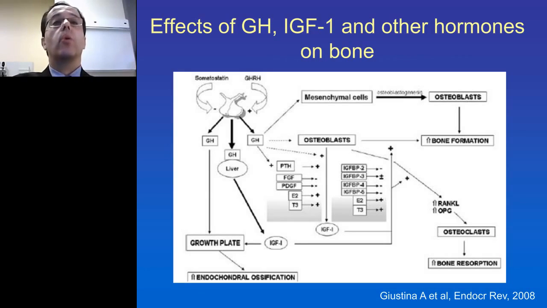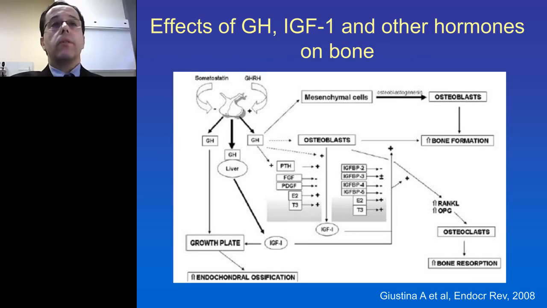In addition, growth hormone leads to IGF-1 secretion by the liver. It also leads to IGF-1 secretion from osteoblasts. Other hormones also stimulate the osteoblasts to produce IGF-1, including parathyroid hormone, estrogen, thyroid hormone, and other growth factors. And both the locally secreted IGF-1 and the endocrine IGF-1 then stimulate bone formation. They also produce RANK ligand, which in turn stimulates osteoclasts to resorb bone.